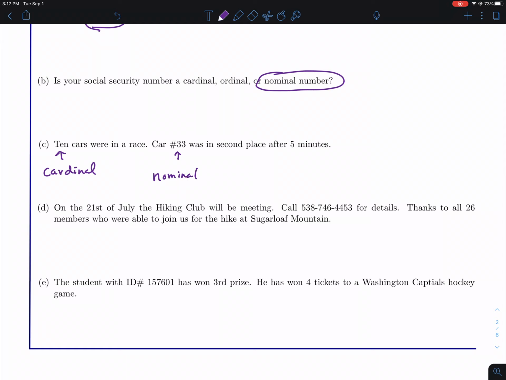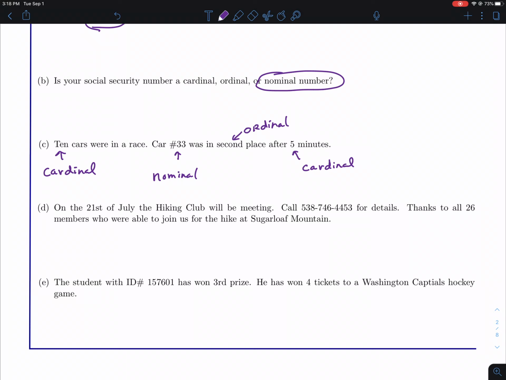Second place gives us a rank, so that's going to be ordinal. And then 5 minutes, again, would actually be a cardinal number in this case. All right, is that okay? Perfect. All right, so again, we've got lots of numbers going on here.